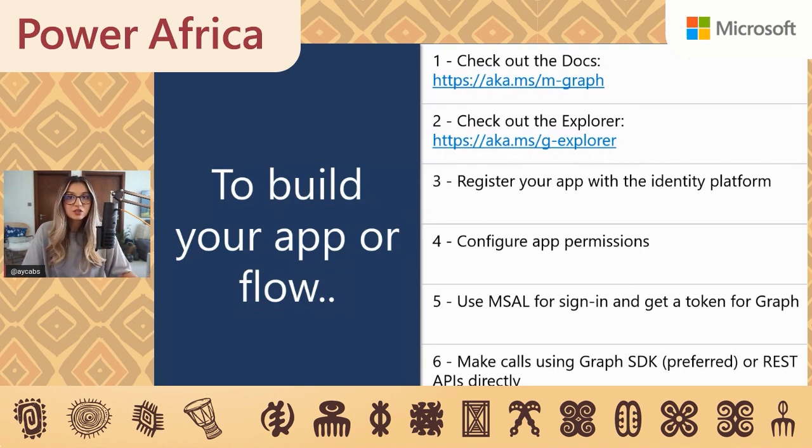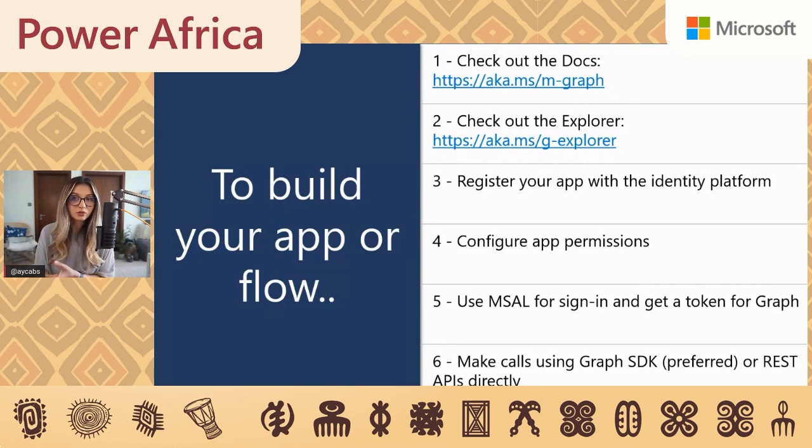And after that, we just need a registered app in Azure Active Directory to access your data in M365. Then we will assign permissions. Let's say that you want to reach out to your tasks. Then you need to give permission to tasks. And you want to reach out to calendar. Again, you need to give permission to calendar. After that, we just need to use MSAL for sign-in and get the token from Graph. And the rest is just calling Graph.